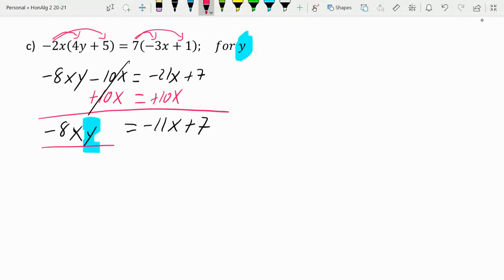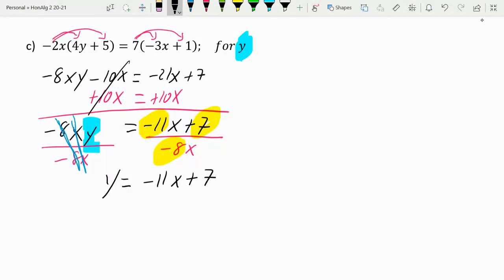I'm going to get rid of the negative 8x by dividing, because negative 8 divided by negative 8 cancels. X divided by x cancels. So what am I left with? I'm left with y is equal to. Now I'm looking over here. I have negative 11. I have 7. I have negative 8. There's nothing I can divide out of all of those. So I'm going to leave it just as is.